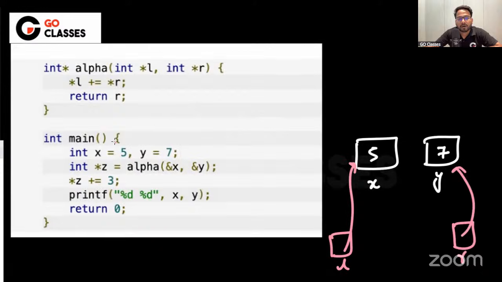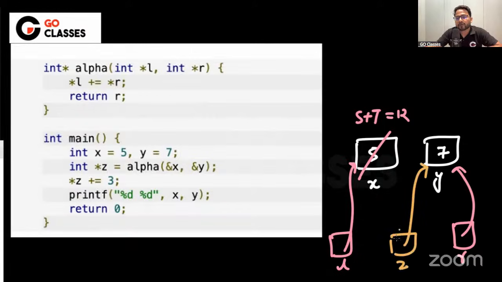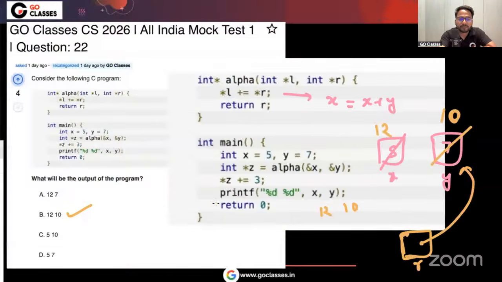Now star L plus equal to star R means this will get modified to 5 plus 7, which is 12. Now they're returning R, which is fine, and R's value is taken into Z. So now there is some other variable which is Z. It is also pointing to Y because it is the same as R. Now star Z plus equal to 3, which means this value gets modified to 10. So the final answer is 12 and 10, which means B is the correct answer.